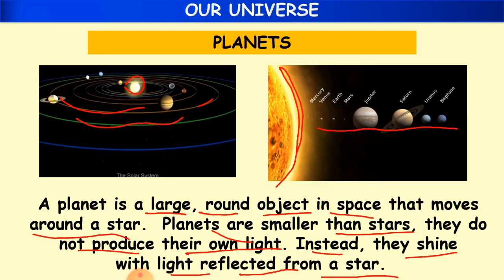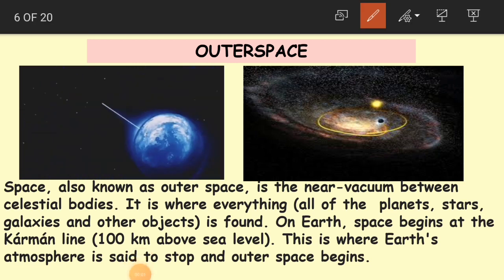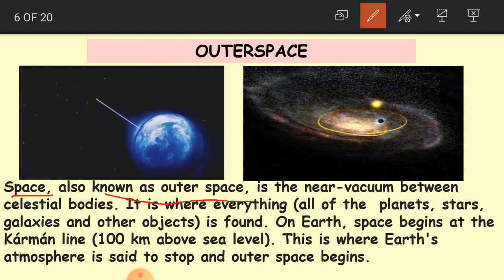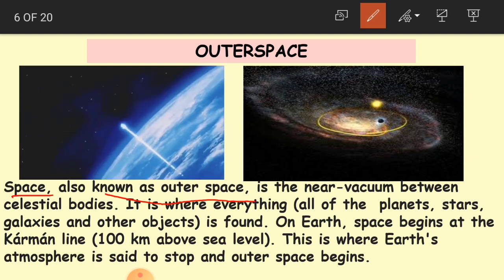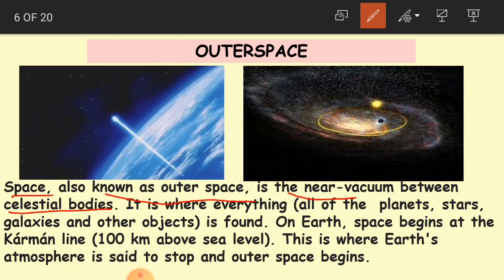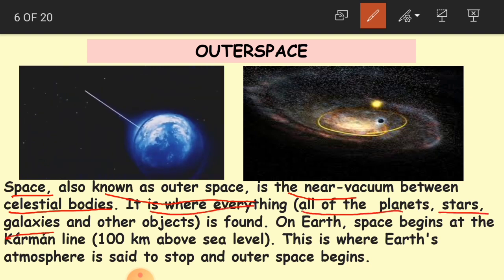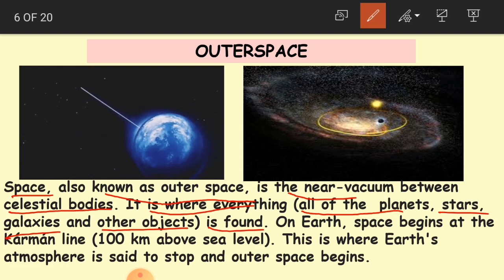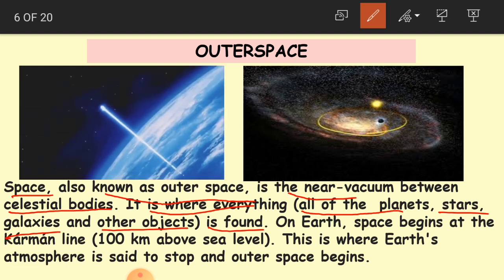Clear, children? Now, outer space. So let us know about the outer space now. Space, also known as outer space, children, is the near vacuum between celestial bodies. It is where everything, all of the planets, stars, galaxies and other objects, is found. So space is all the celestial objects, where everything is found.